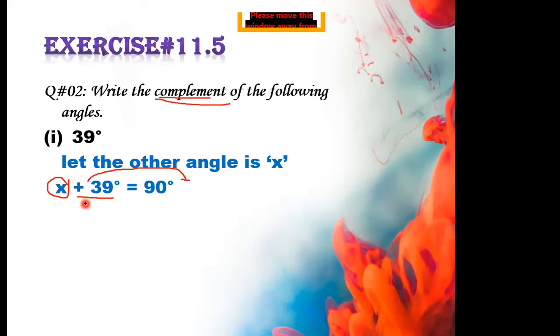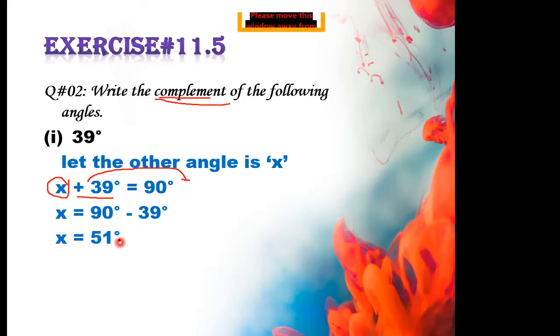Okay, so how will you write it down? Simply you will write it down, x is equals to 90. Now here you have plus 39, and here it will become minus 39. Now what will be the answer? 90 minus 39 degree, it will be equals to 51 degrees. So the answer will be 51 degrees.